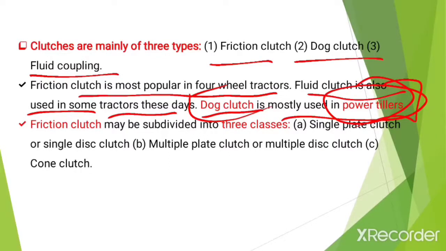Okay, then again friction clutch may be divided into three classes. So first one, single plate clutch. Then second one, multiple plate clutch, and last one, cone clutch.